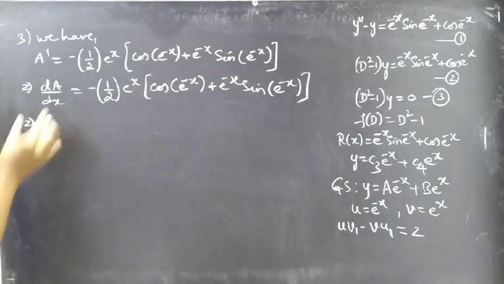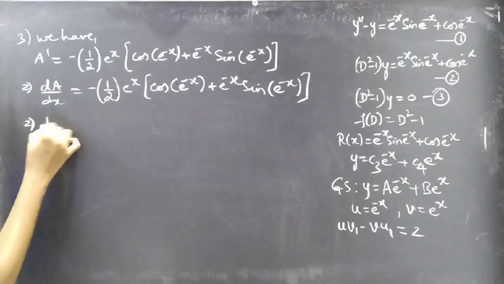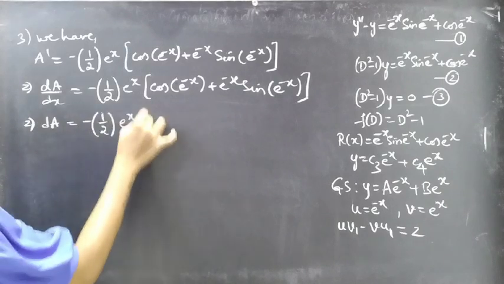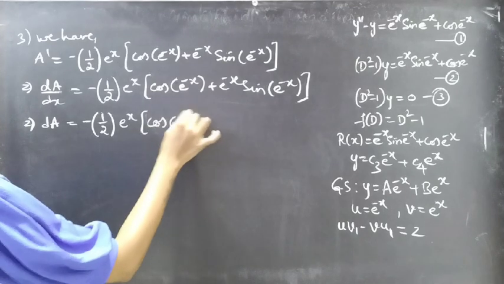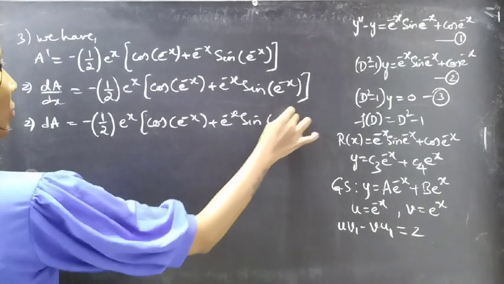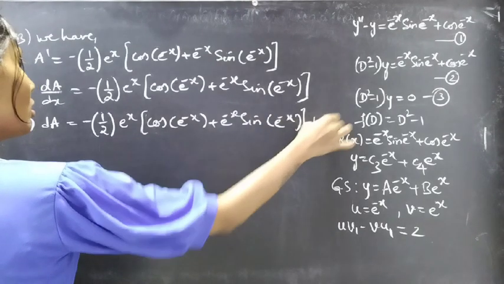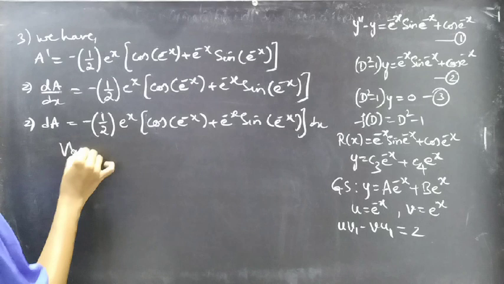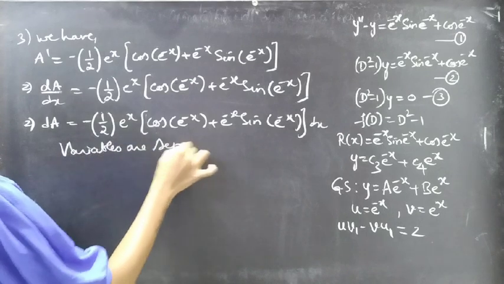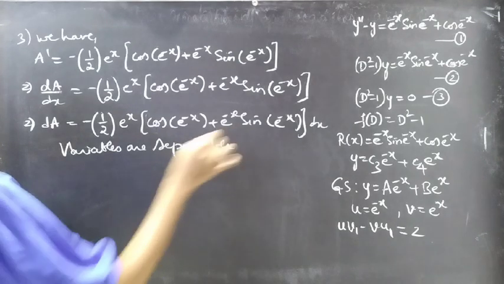Now let's separate the variables by taking differential dx to RHS. We'll get dA equal to minus 1 by 2 e power x into cos e power minus x plus e power minus x sine e power minus x into dx. Here the variables are separable. So let's perform integration.